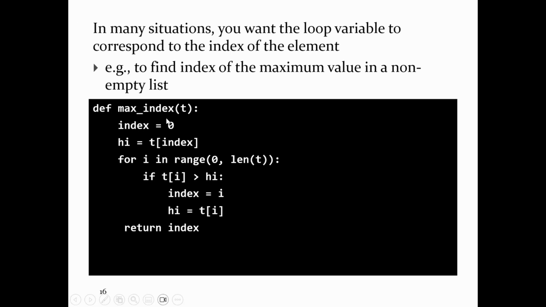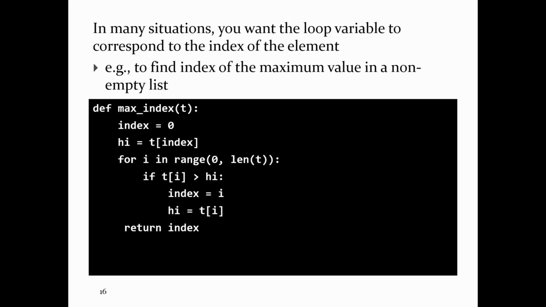In Python, one way to write this function is to start by assuming the first element in the list is the largest element. So we know that the index that we want to return is 0, at least to begin with. We assume it's 0. And then you loop over every element in the list. This time you use the index of the element to access the element.